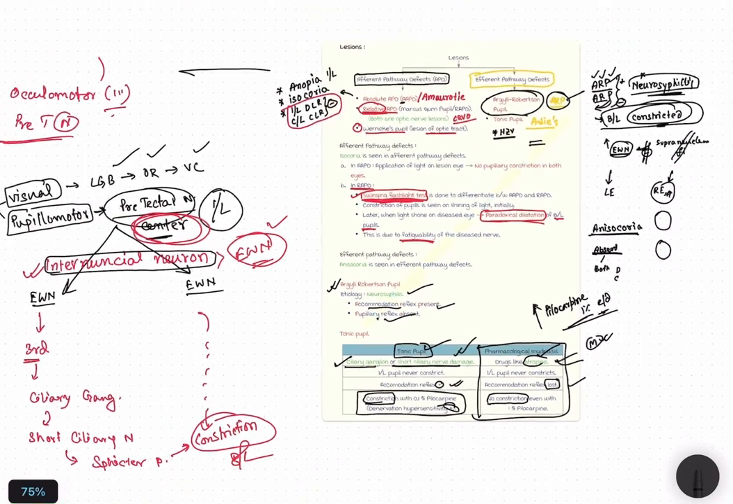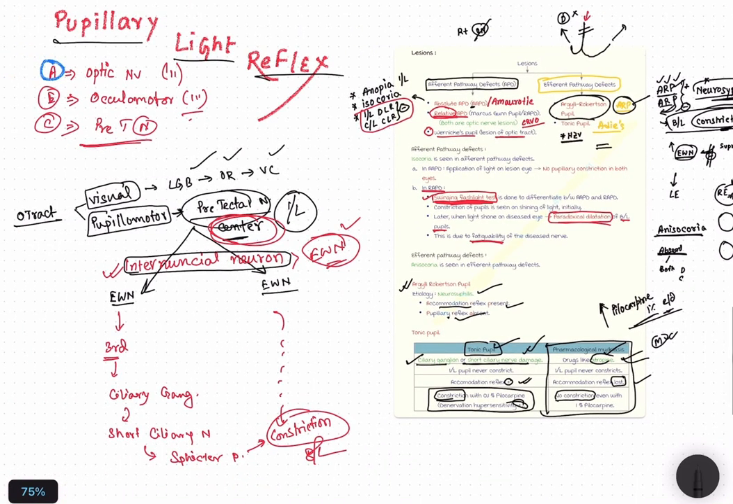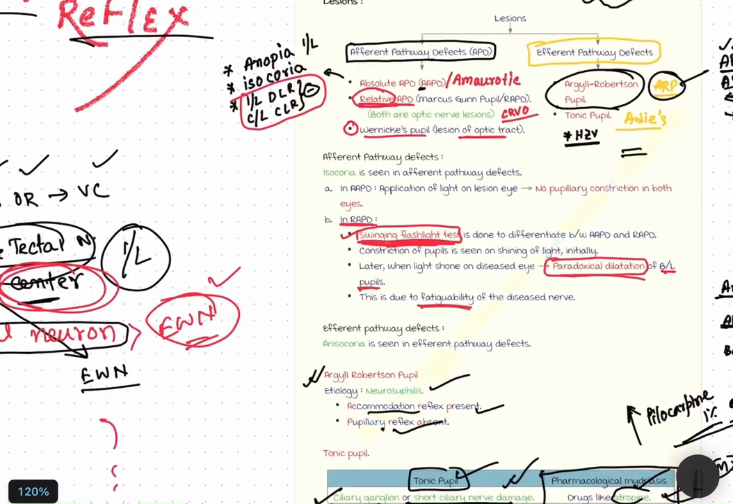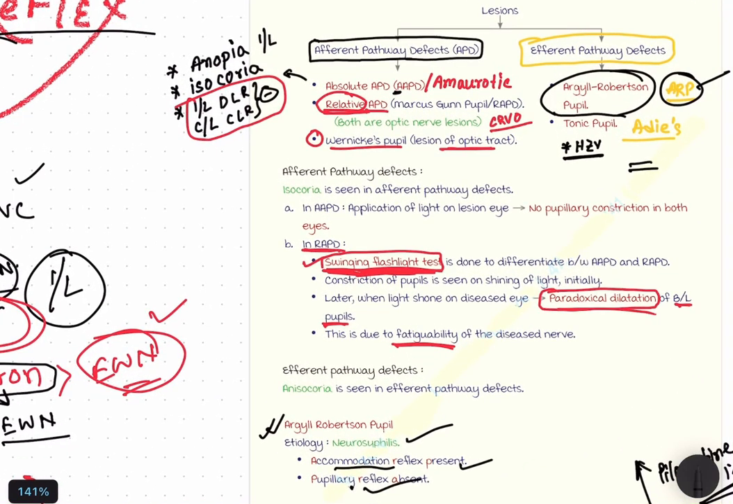Okay, so please do remember whatever I told you, enlisting whatever I just discussed. In any afferent pathway defect, the patient will present to you with isocoria. Okay, now you see there is anopia, isocoria, and ipsilateral DLR absent and contralateral CLR absent. So it is an amaurotic pupil, optic nerve damage. Now if you see that there is paradoxical dilatation of bilateral pupils on flashing the light, it is Marcus Gunn pupil.